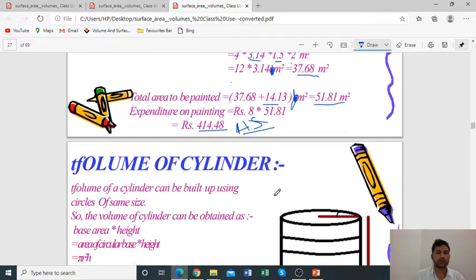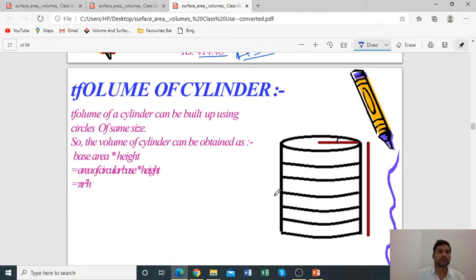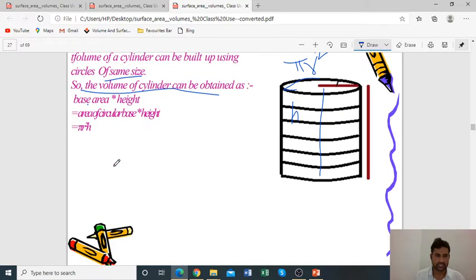Next, the volume of a cylinder. The volume of a cylinder can be built up using circles of the same size. So the volume of the cylinder can be obtained as base area and height. The base area is pi r square because the base is a circle, so the area of a circle is pi r square, and height is h. So the volume of the cylinder can be obtained as pi r square h.